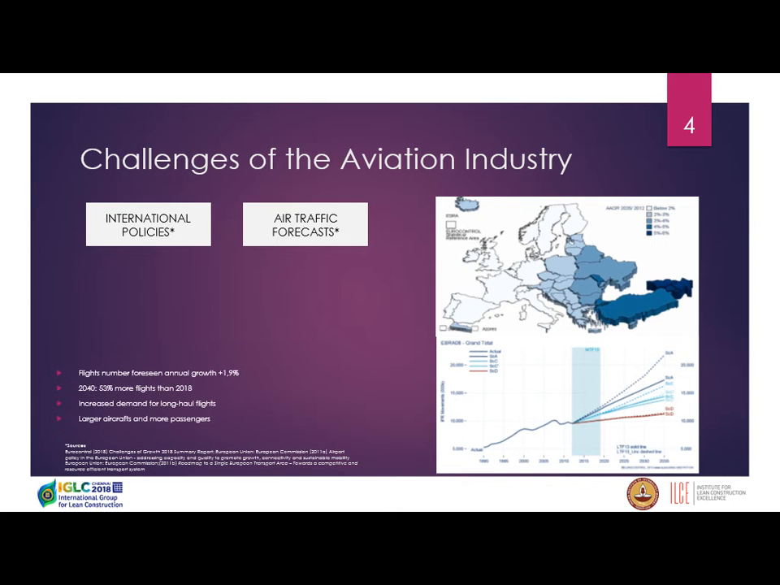And so the forecasts are that the number of flights, on average, will grow by 2% over the next foreseeable future per year. And when you add that up, you can see that in 2040, there will be 53% more flights than there are today. So although it's 2% per annum, of course, it accumulates very quickly. That means much more demand, not only for flights in general, but also for long-haul flights, and therefore bigger aircraft, more passengers, and much bigger terminals than we have now, 50% more.